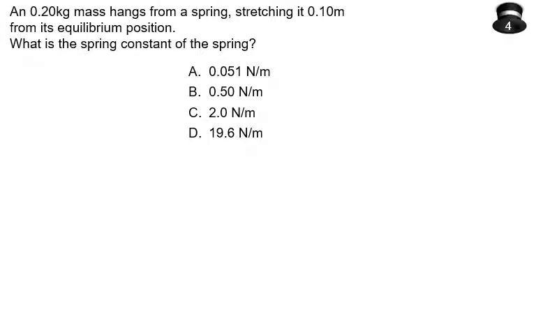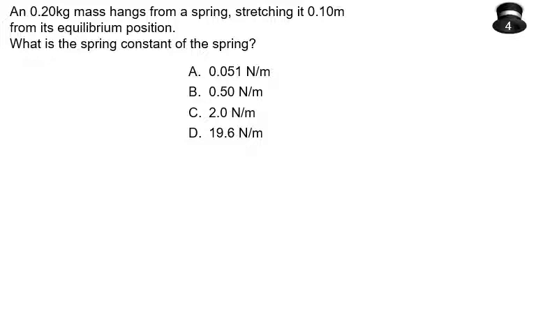So let's do a quantitative question here. Let's say we have a 0.2 kilogram mass. It's hanging from a spring, and the displacement of that spring, how much it stretches, is 0.1 meters from the equilibrium position. So the question is, what is the spring constant of this spring? Let's take a moment and work it out.